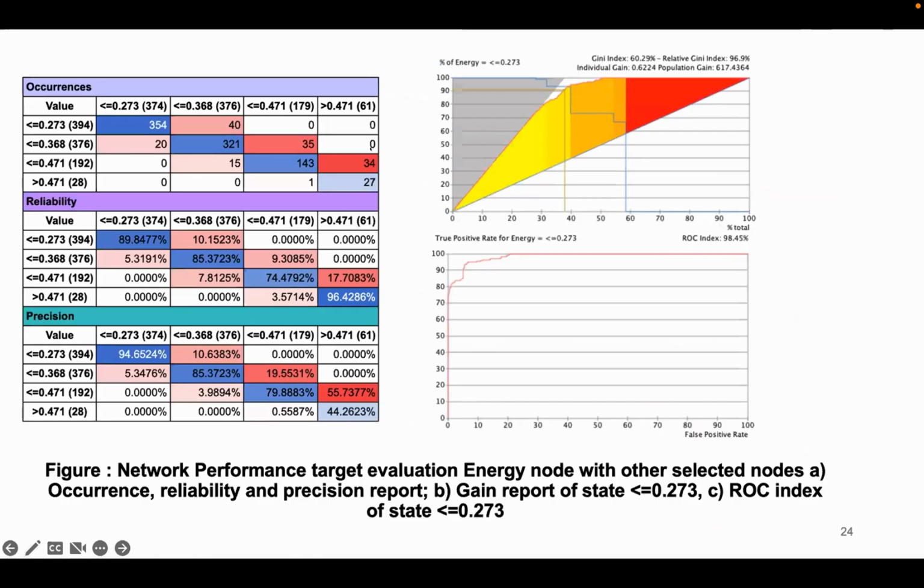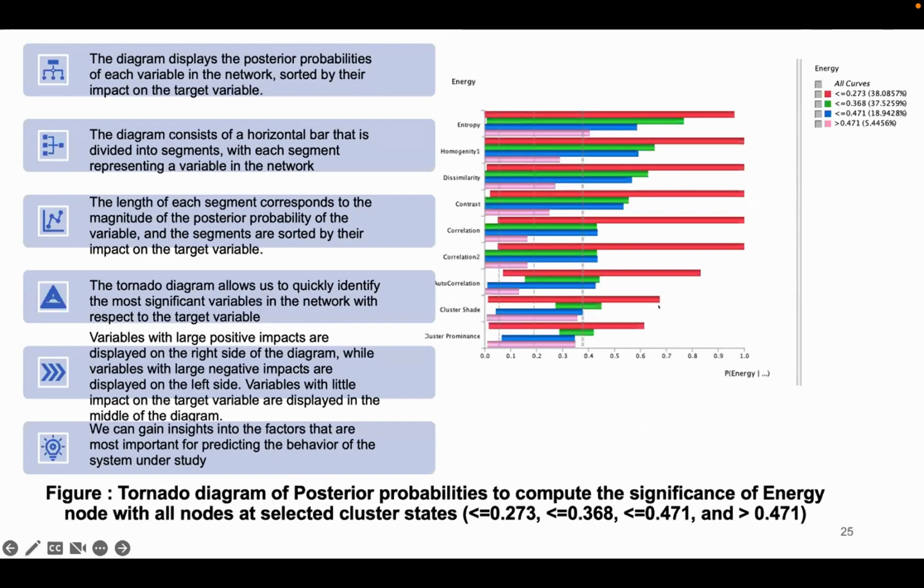Similarly, we also computed some other statistics, like occurrence, reliability, and precision for each set of variables, and we found highly significant results. We also computed the Gini index and lift index, which were more than 96.9 and 98.45%. In another important study, we computed tornado diagrams for each set of states.